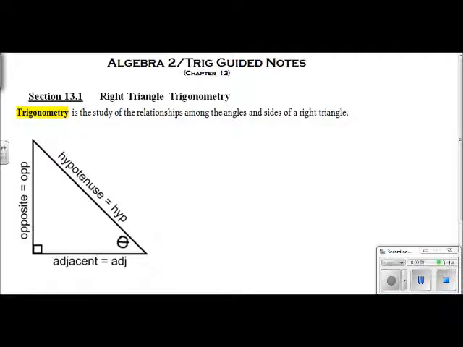Chapter 13 is all about trigonometry, and section 13.1 starts out by talking about right triangle trigonometry, which, as you can guess, is trigonometry using right triangles. As you can see, it says trigonometry is the study of the relationships among the angles and sides of a right triangle. Now, the classic trigonometric functions that we know can go along with the mnemonic device SOHCAHTOA.